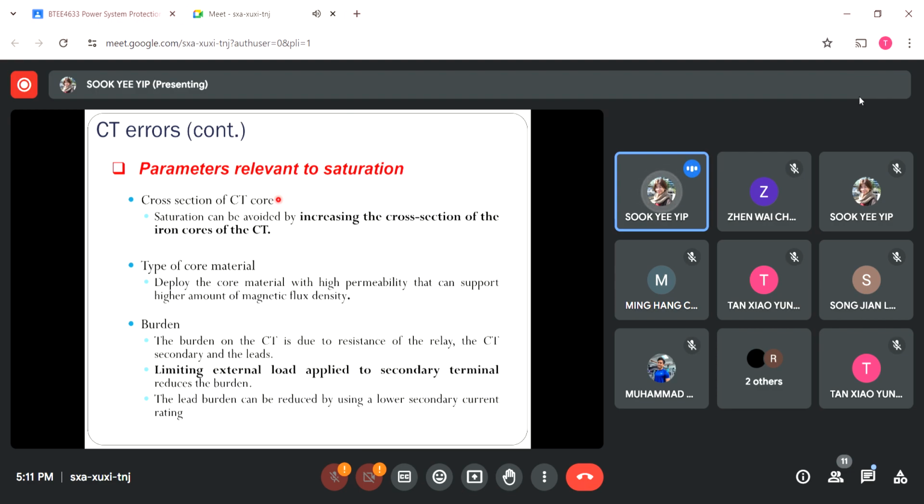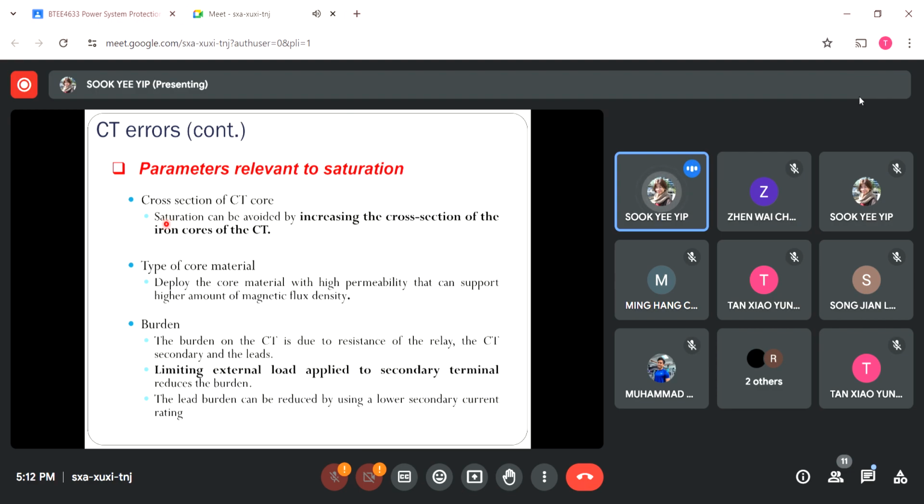So if we are able to increase the area of the core, let's say the iron core, we actually have the ability to store much higher flux being generated, so it will not turn into saturation mode. So one way to eliminate the current transformer turning into saturation mode is by using a bigger area of the core for the current transformer.